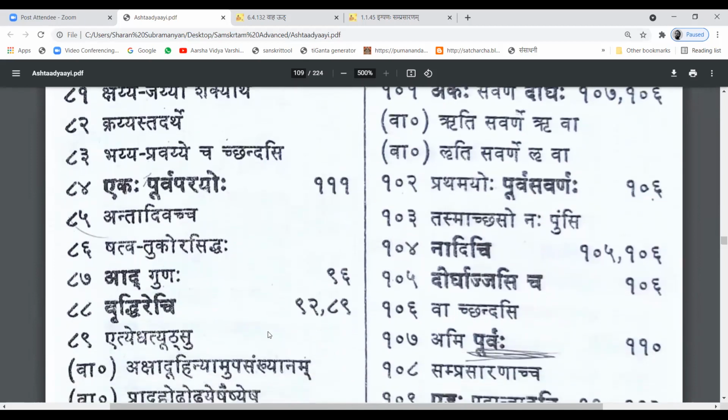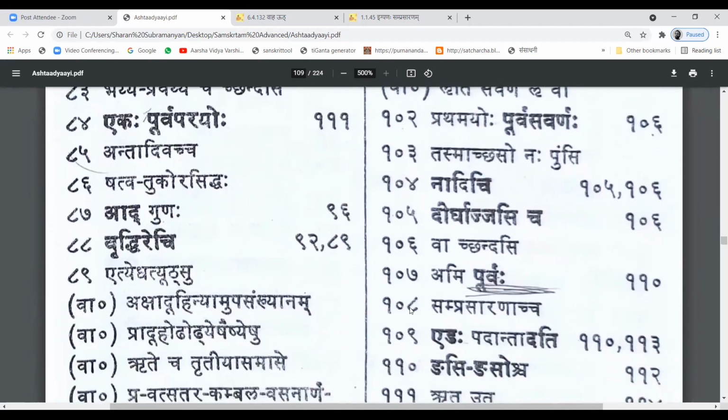Now here, Samprasaranat cha, 6.1.108. You can see it on the right-hand side, 6.1.108. Now you tell me what will happen. What is Samprasaranat? What are the anuvrittis? You tell me. Samprasaranat is there, panchami. So therefore, what are the possible anuvrittis? Important anuvritti, tell one by one. Please. Important anuvritti: purva rupam. Purvah comes as anuvritti. You can see Ami purvah.